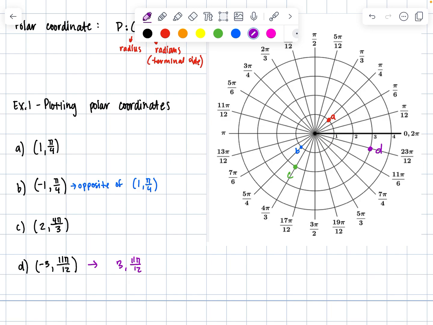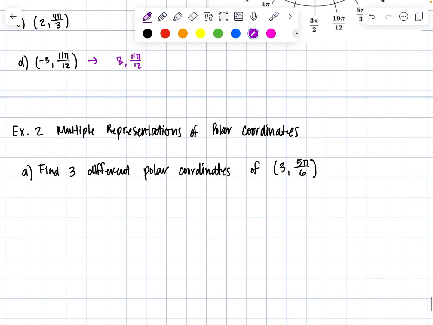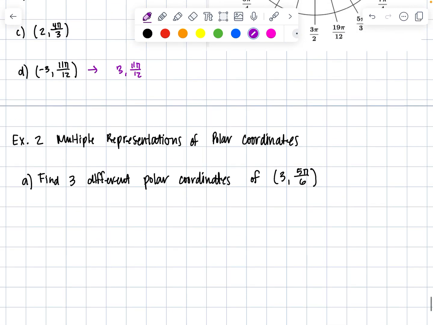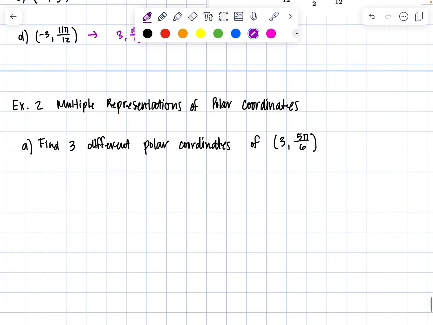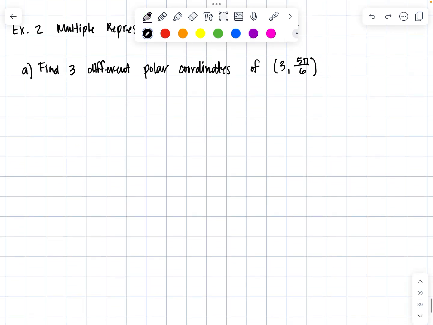Okay, so that is how you navigate with the polar coordinates. Now, if we wanted to find multiple representations of a polar coordinate, then we should do something along the lines of part D. So let's draw a really rough sketch of the polar coordinate system.